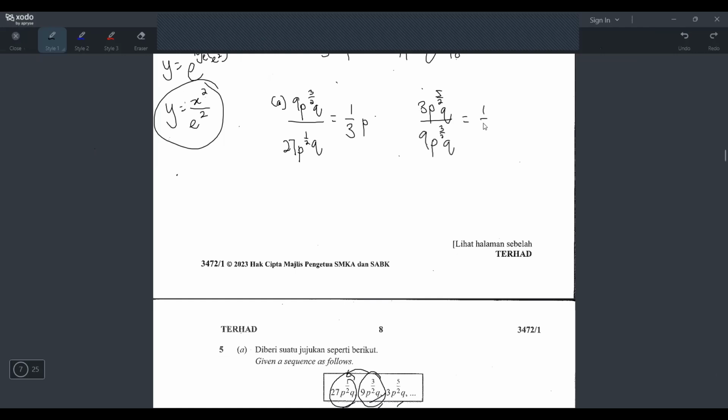So 3 divided by 9 is 1 over 3. P power 5 over 2 divided by P power 3 over 2, which is the same as saying P power 5 over 2 minus 3 over 2, which is 2 over 2. And what is 2 over 2? P power 1. And P power 1, no need to write. And then Q and Q can cancel also. So this will be the answer. Okay, you can see this answer and this answer is the same.